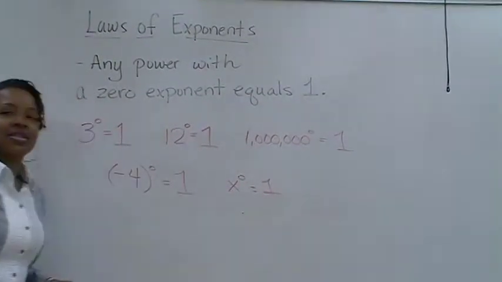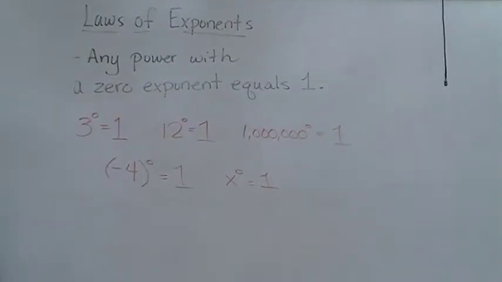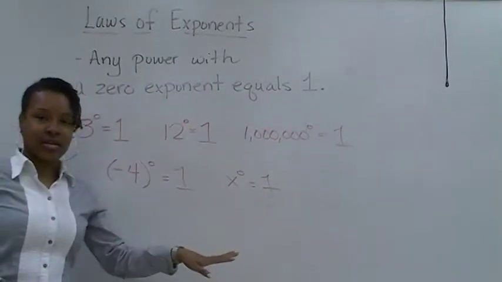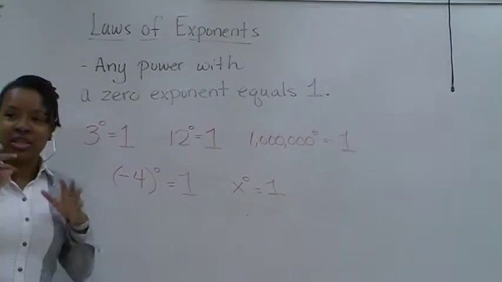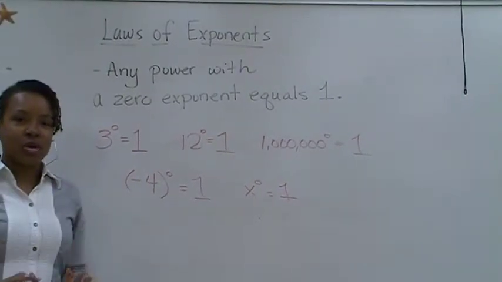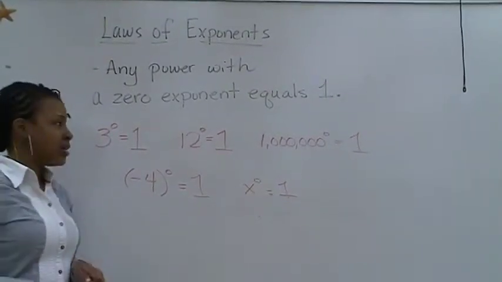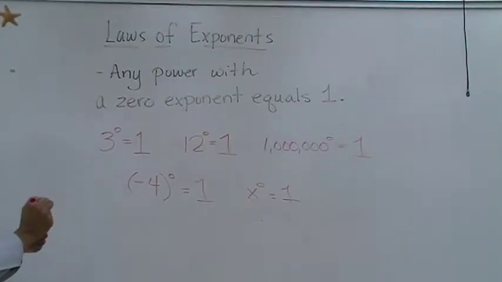1. Who said x? Anything to the 0 power equals 1. Anything. Miss James to the 0 power equals 1. Okay? Anything. Alright?